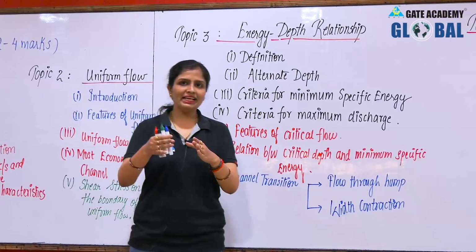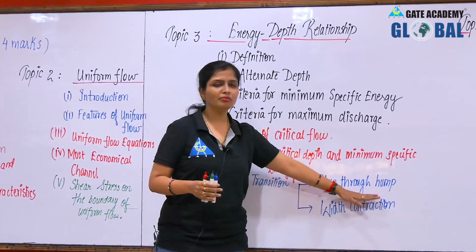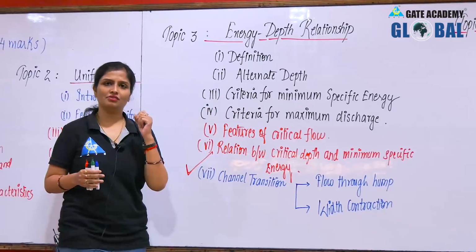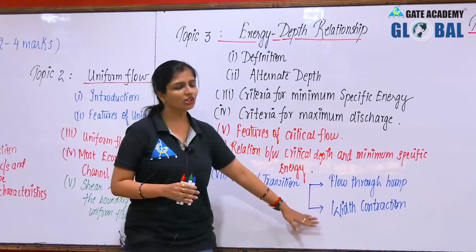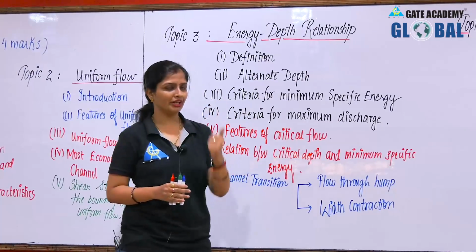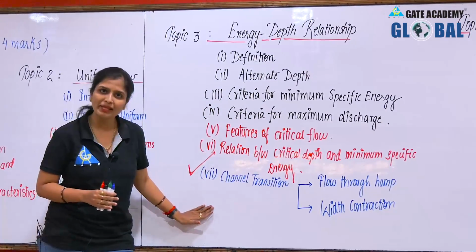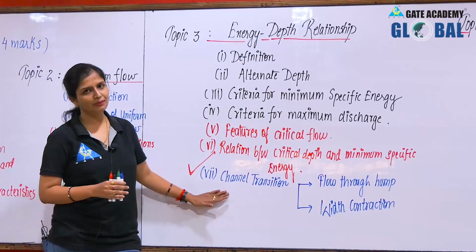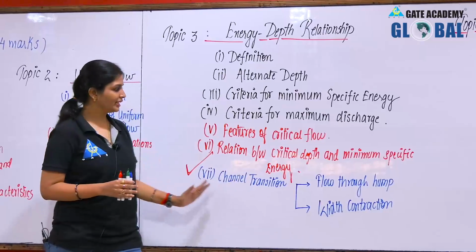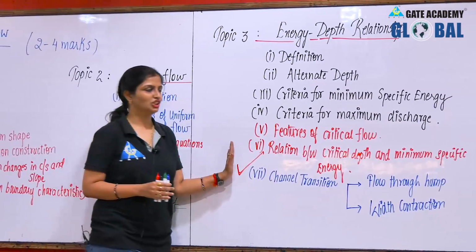So we will be dealing with this in two subcategories more, like flow through hump is for supercritical flow also and for subcritical flow also. Similarly, width contraction happens both for subcritical flow and supercritical flow. Fine. So this is an important topic. Questions have already been asked from this topic in the previous GATE examinations. Fine. So this was regarding the discussion of topic 3, that is energy depth relationship.